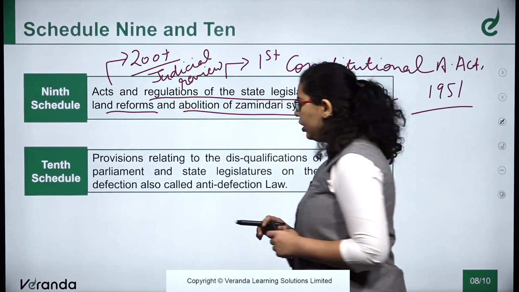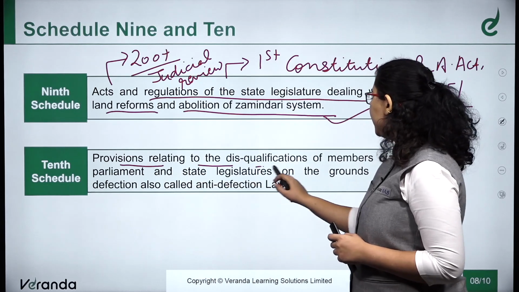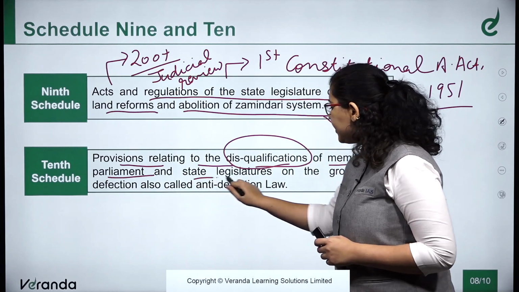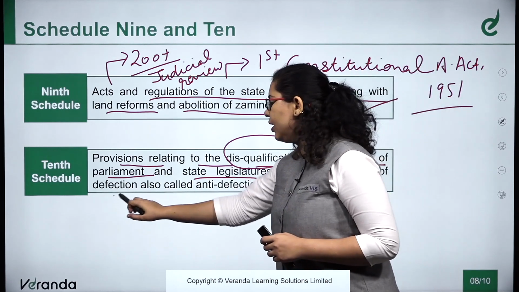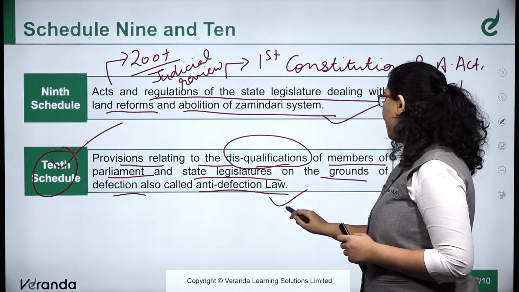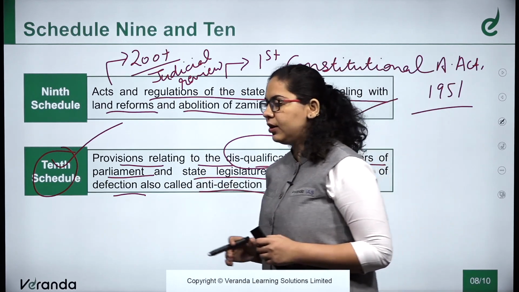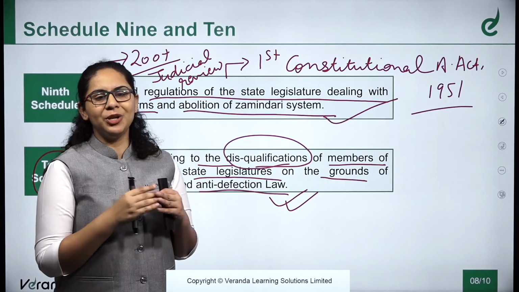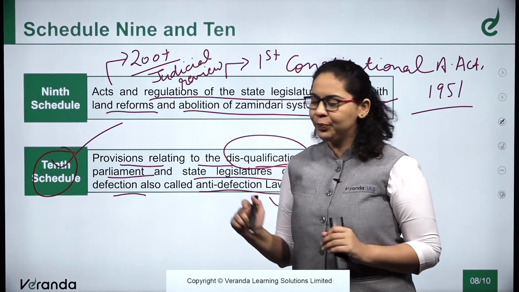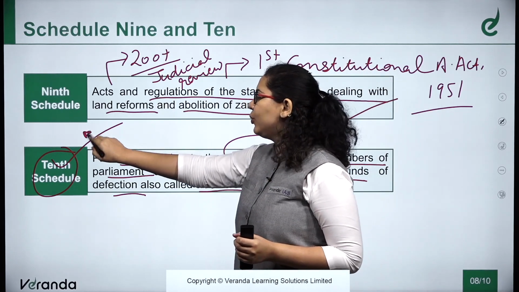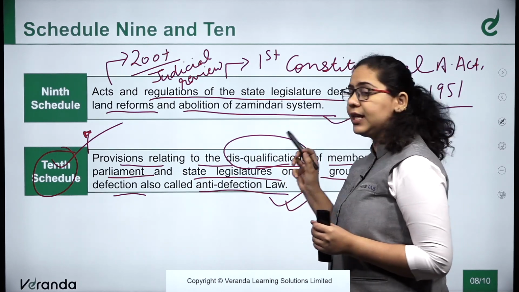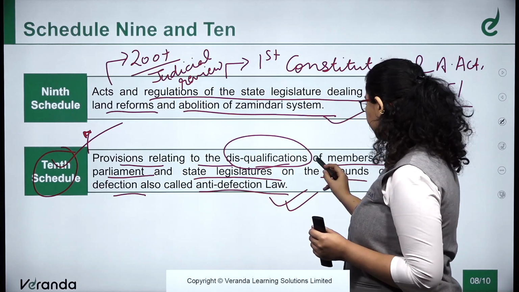Then we have 10th schedule. 10th schedule contains provisions relating to the disqualifications of members of parliament as well as the state legislatures on the grounds of defection. And this schedule is also very important, known as Anti-Defection law. Very popular daily in newspapers. You can see that the MLAs or MPs are switching parties and are having no political agenda or philosophy. So this schedule prevents them from doing this. This schedule will not let them switch party unless and until they actually do not want to, need to.